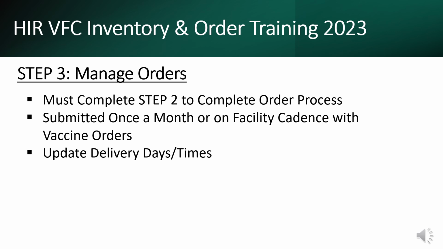Items to remember about Step 3: you complete this once a month or on a different cadence depending on your facility. It must be completed after Step 2 to complete the order process, and there are delivery dates and times present that need to be updated according to your facility's preference. If the dates and times are wrong, this means that vaccines can be sent to your location at the wrong time, leading to spoiled vaccines, which we do not want. Let's continue to learn more about Step 3.